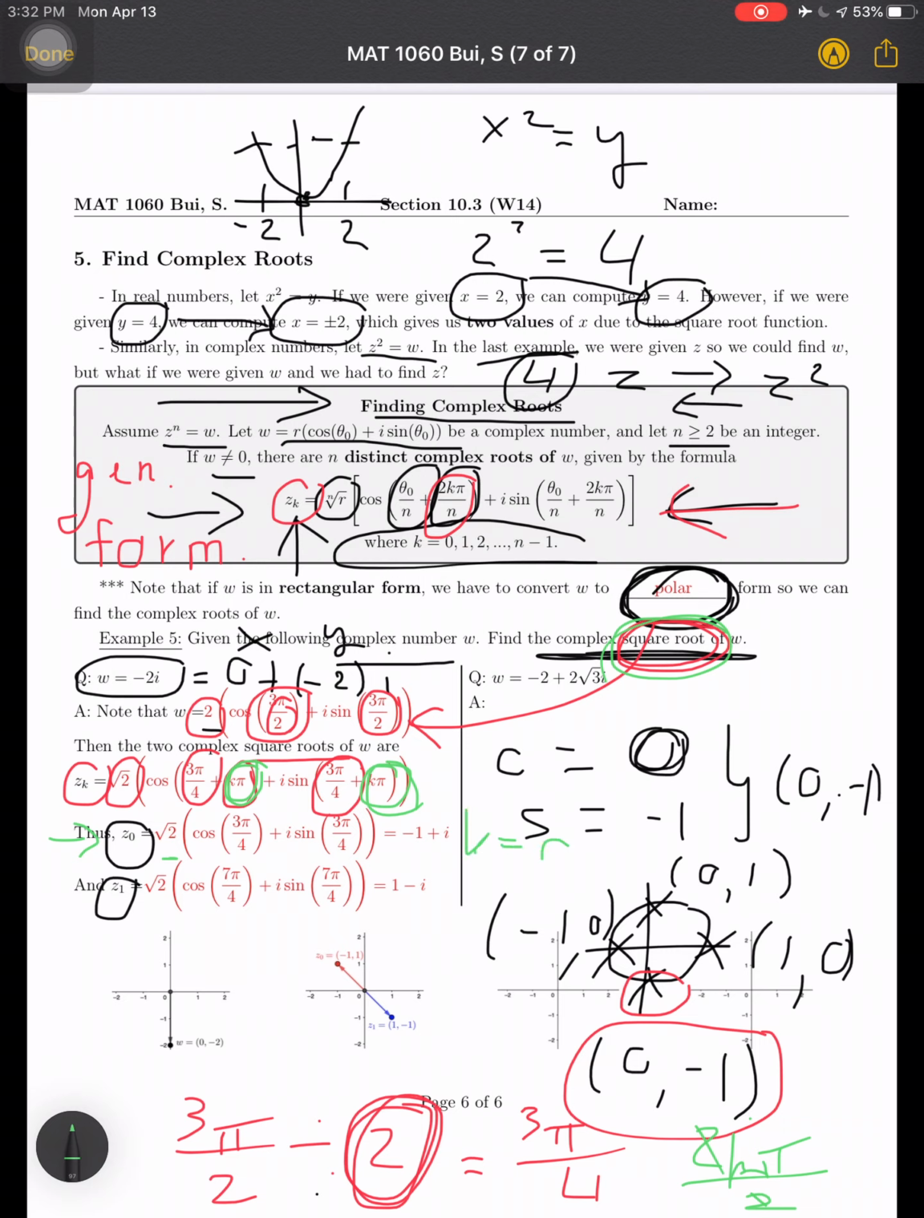So let me just put k equal to 0. From here, everything would be the same. Nothing changed, right? For Z1, k equals 1. So coming from the general formula again, if k equals 1, from this part in here, we're going to get 3 pi divided by 4 plus pi. That's why we have 7 pi over 4. And again, 3 pi divided by 4 plus pi, we're going to get, again, 7 pi divided by 4, okay?